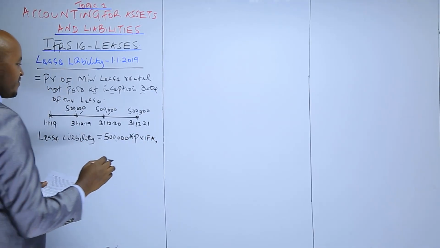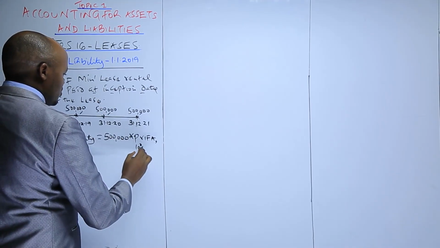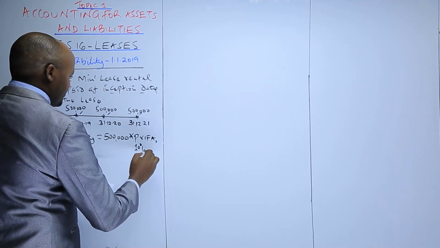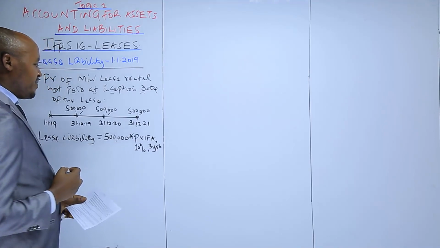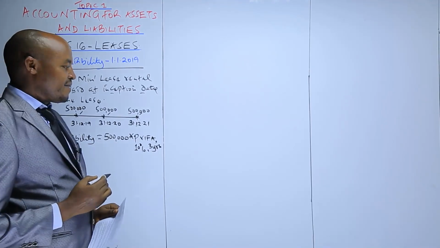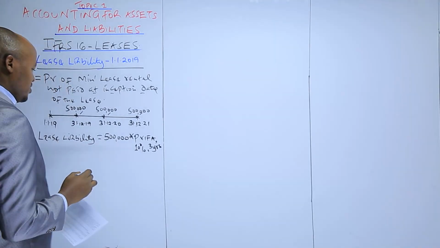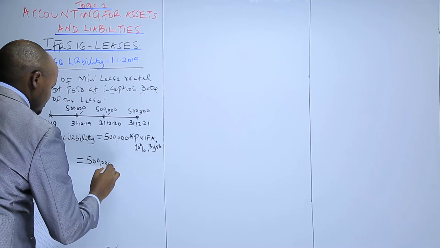In the last paragraph of that question, you are told that this company, which is Breakwood Limited, can borrow at the rate of 10%. That's what we are going to use for discounting purposes, and basically for a period of 3 years. So we multiply 500,000 with the present value interest factor of annuity at 10% for 3 years.